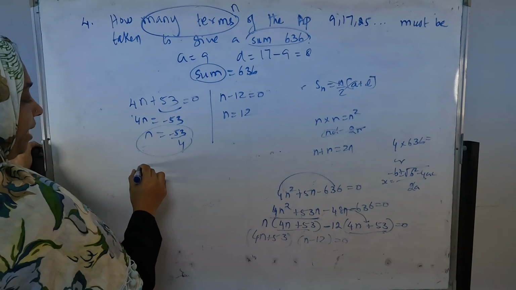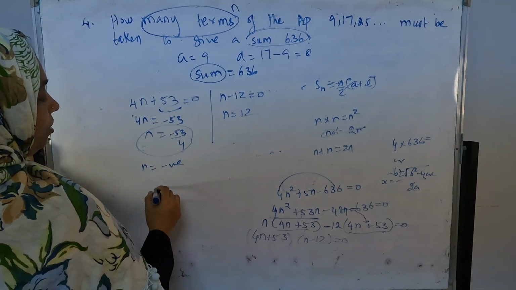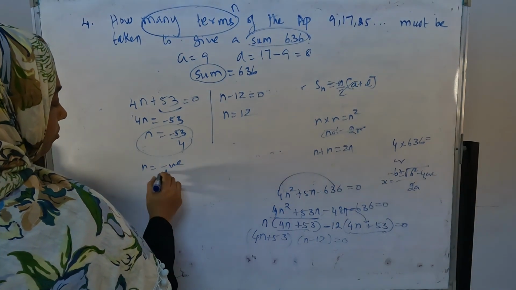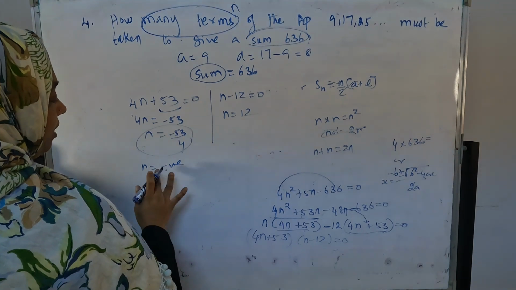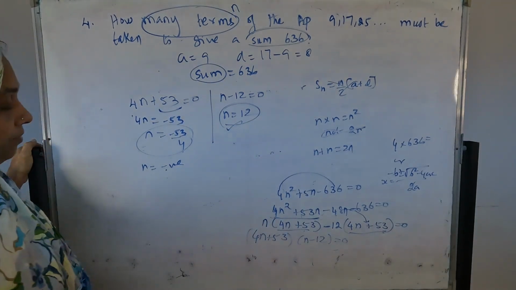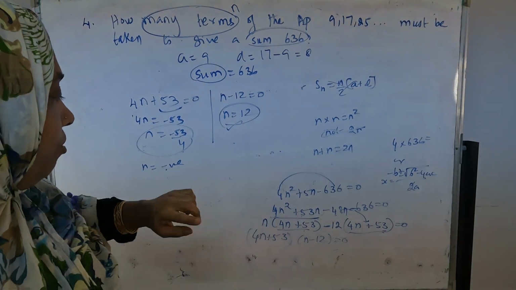This is negative, n is negative. So it will not be a term. We cannot use it. So it is not the number of terms. So n is 12 only, the number of terms. This is the answer for us. If n is negative or a fraction, don't use it.